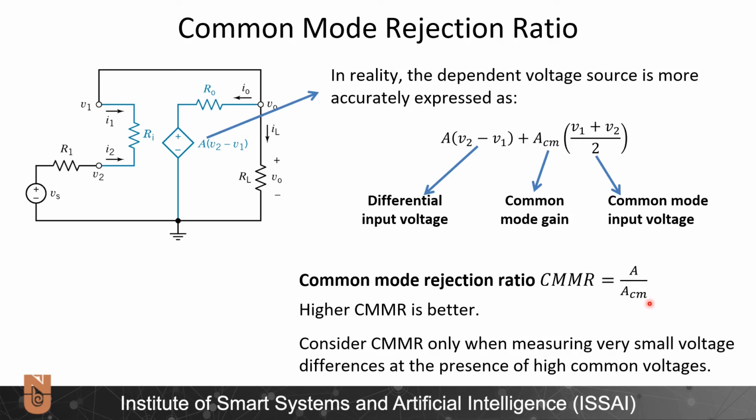We should consider CMRR only when measuring very small voltage differences in the presence of high common voltages. So basically, if we are operating close to the rail voltages, around 13 volts or so, then CMRR might be an important parameter to consider.